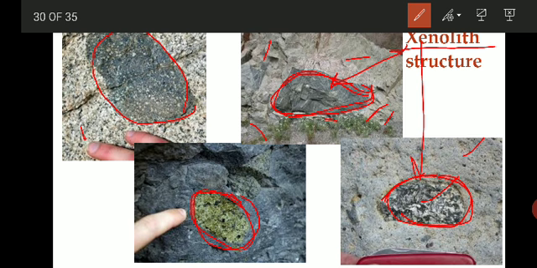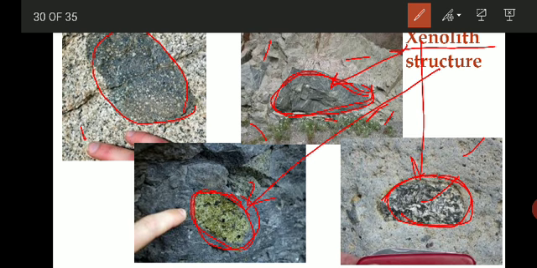So these are all the different structures formed by the igneous rock. The structure shown by igneous rock is again an important question. Write a note on different structures which are shown by the igneous rocks. Igneous rock structures are very important. So xenolith, I hope you have understood what is meant by xenolith. It is a foreign rock fragment that remains undigested when the magma is rising towards the earth's surface.